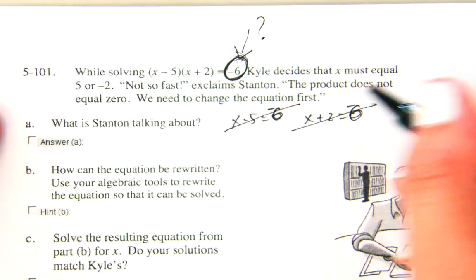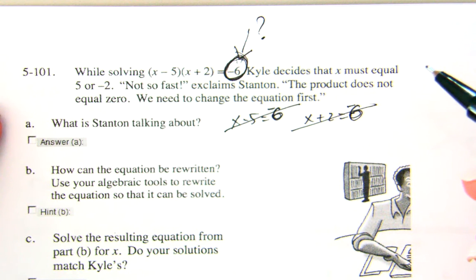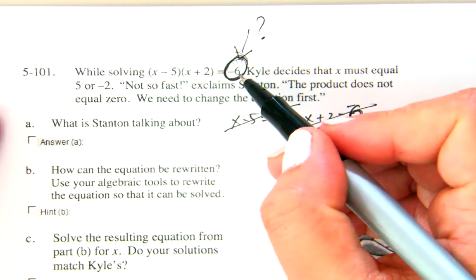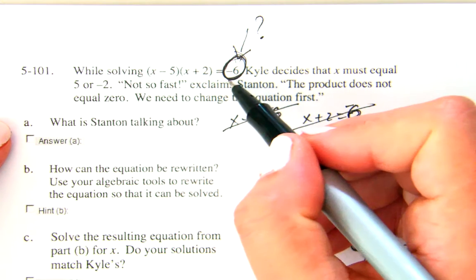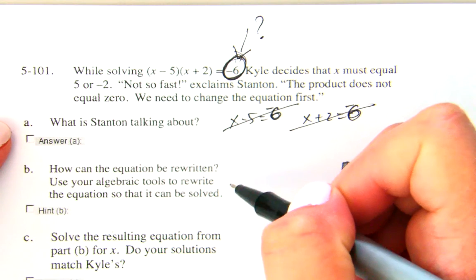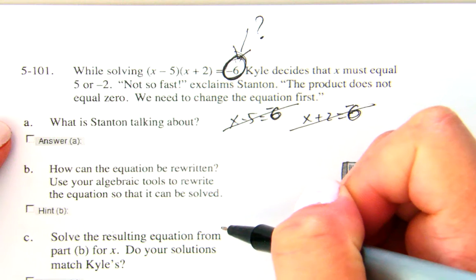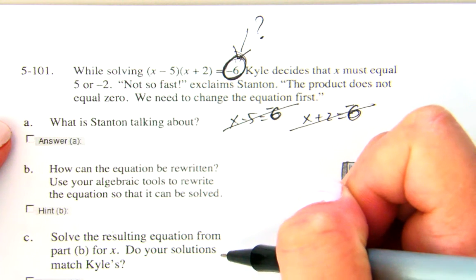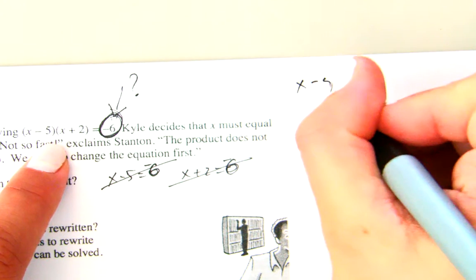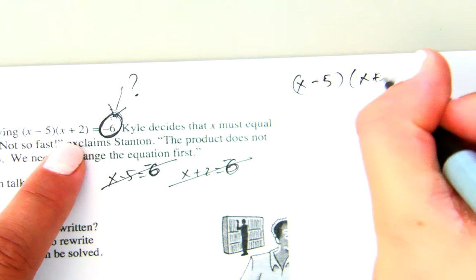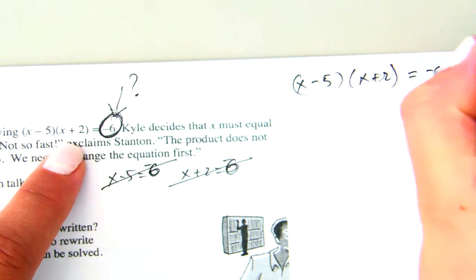You can't do that. That's not the zero product property, because it's called the zero product property because this has to be 0 before you do anything else. So we have to actually rewrite this whole equation in order to get it to be equal to 0, and then solve it. So I'm going to do that right over here. I'm going to transfer this over. (x minus 5)(x plus 2) equals negative 6.